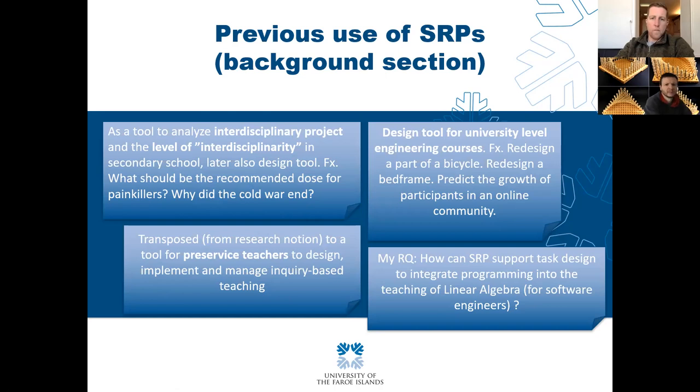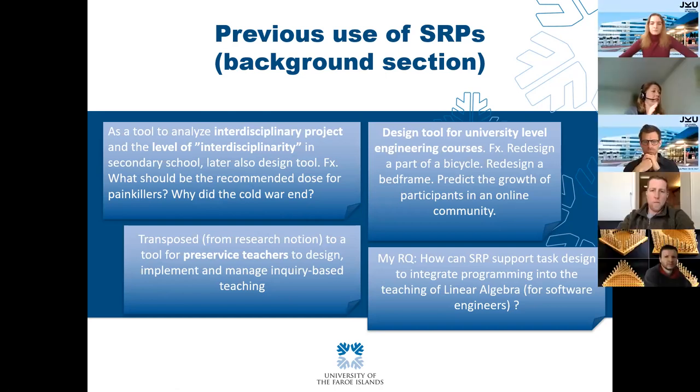One question in programming and one question in mathematics, and they can actually be answered without connecting the two areas. For example, what should be the recommended dose for painkillers? That could be an interdisciplinary question between biology and mathematics. You need mathematics to answer the biological question, and you need biology to develop the mathematical model.